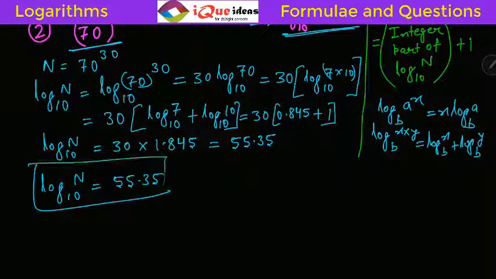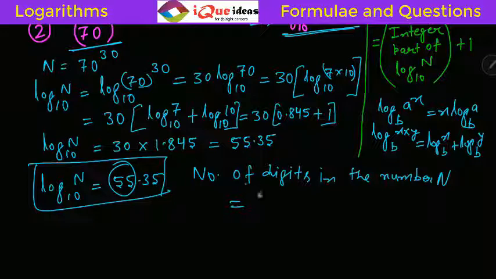Okay, that means the number of digits in this number n, following that rule, the integer part of log is 55. So we have done the rule, that is integer part of the log of the number to the base 10 plus 1. So it is 55 plus 1, that is equal to 56.